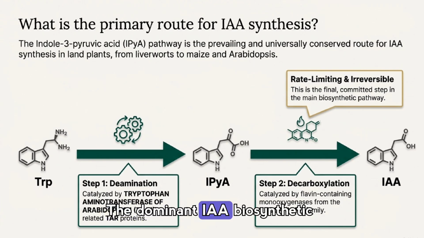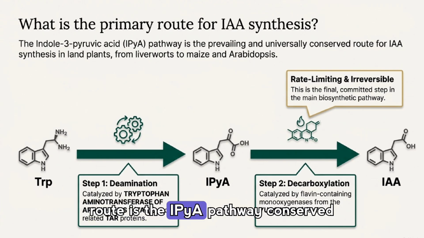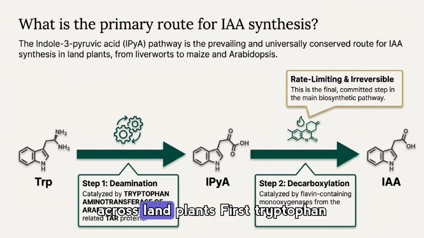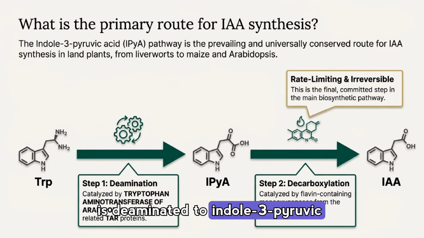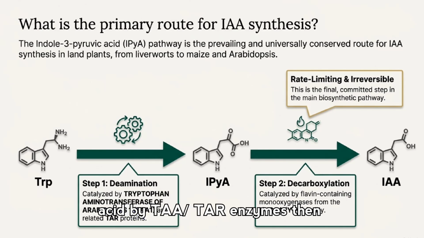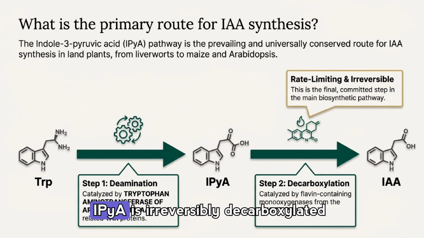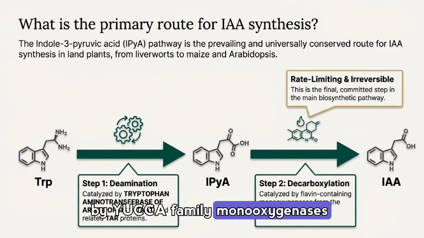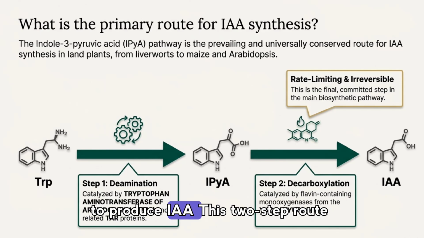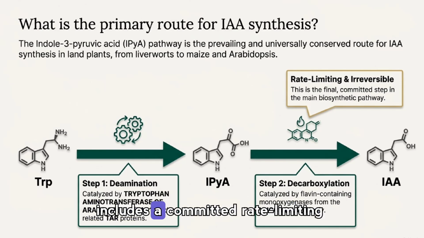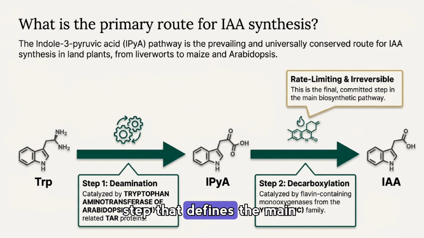The dominant IAA biosynthetic route is the IPYA pathway, conserved across land plants. First, tryptophan is deaminated to indole-3 pyruvic acid by TAA/TAR enzymes. Then IPYA is irreversibly decarboxylated by YUCCA family monooxygenases to produce IAA. This two-step route includes a committed, rate-limiting step that defines the main production line for active auxin.